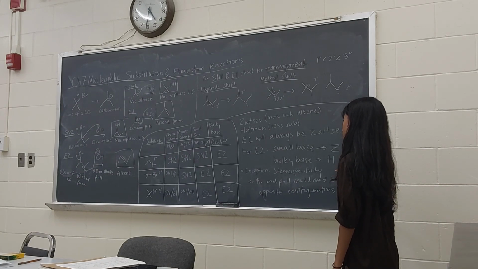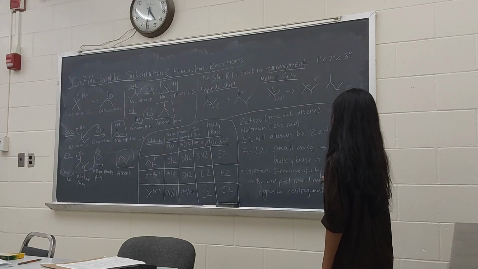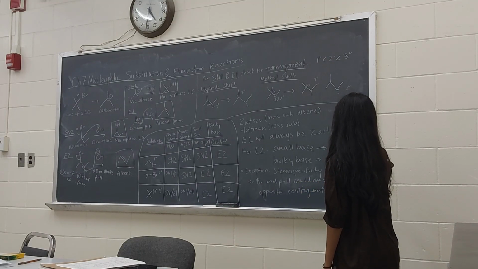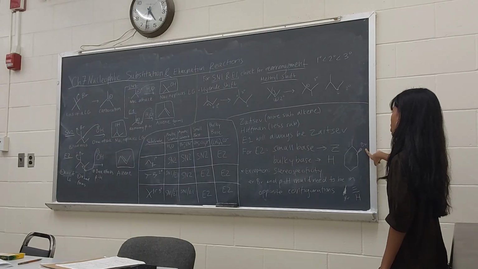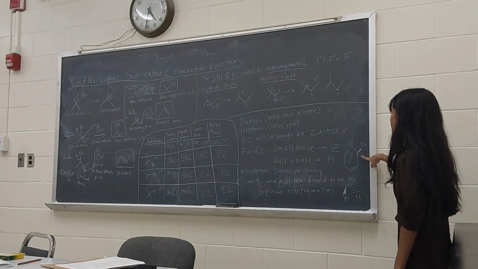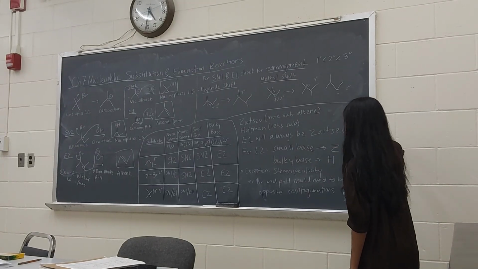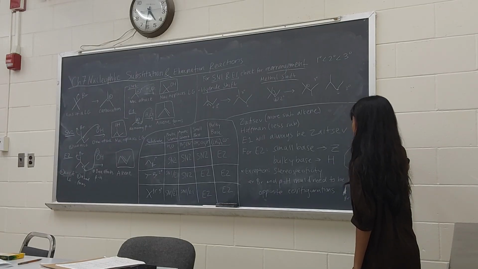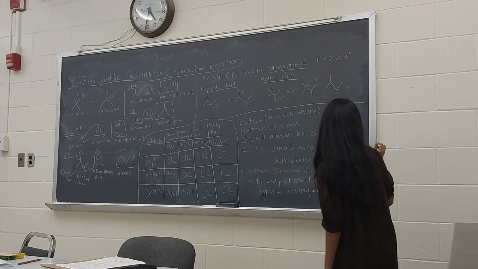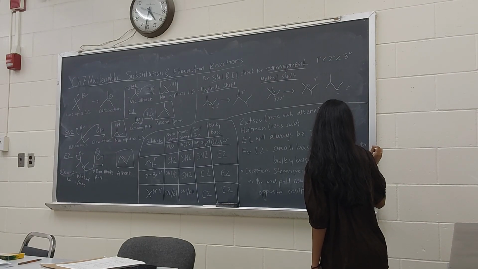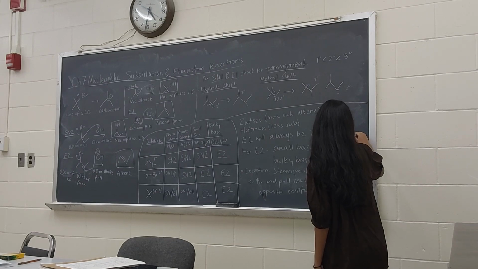But for stereospecificity, for example, you might be given this Br on a wedge. Normally for Zaitsev, you would want to put the alkene here, right? But, or rather, there's no alkene here.